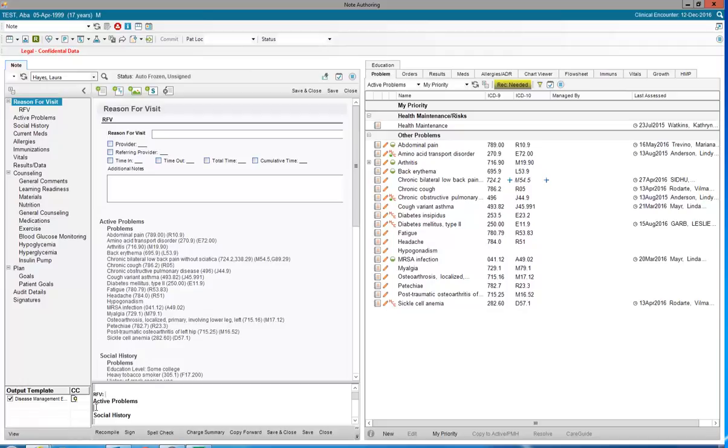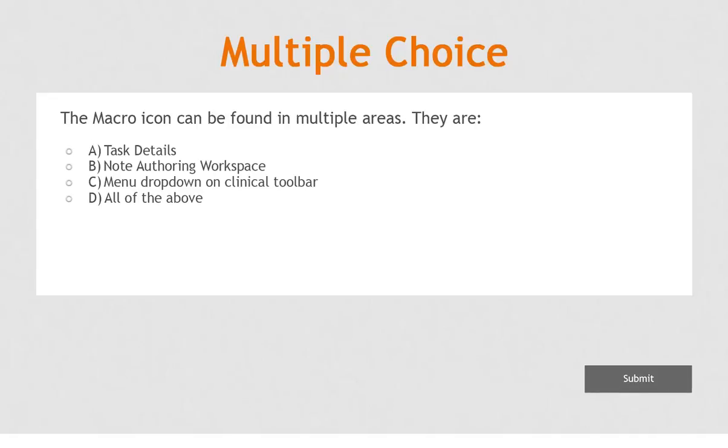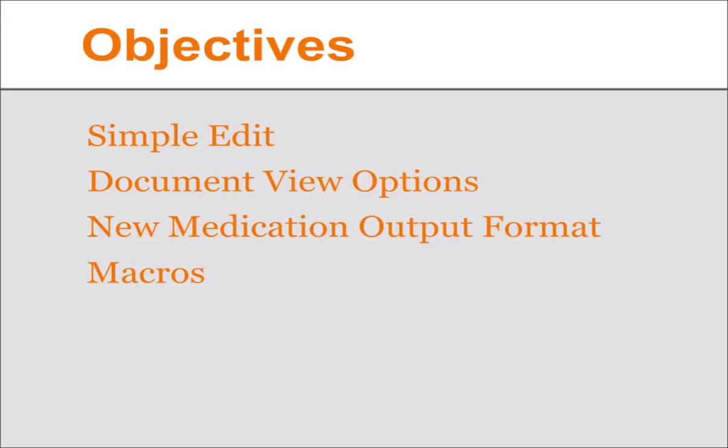I will type AbJerry and press Enter. The macro reads the patient's gender, patient obese and has Alzheimer's. Macros can be used anywhere free texting is allowed. This completes our demonstration on macros. These are the new 17.1 Note module changes.